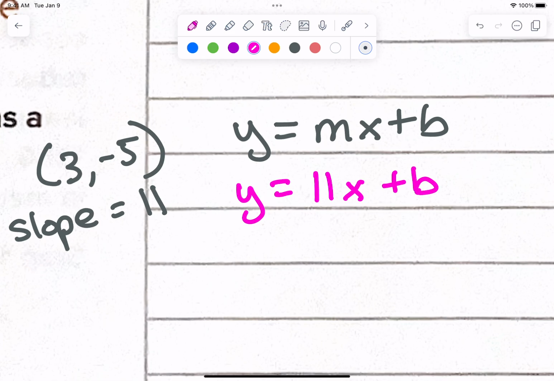Now the only other thing I have to do is solve for b. How do you do that? Oh, you find the y-intercept. No, you just plug y in at x.